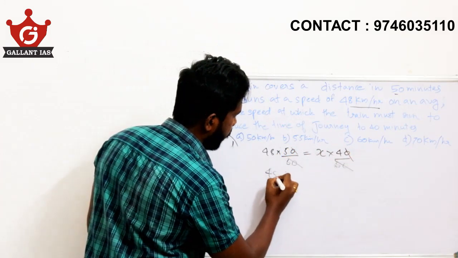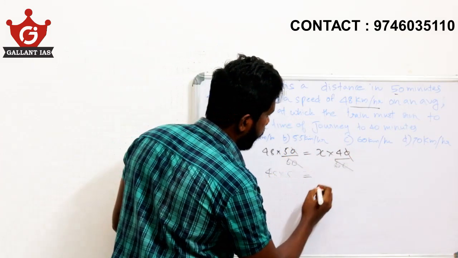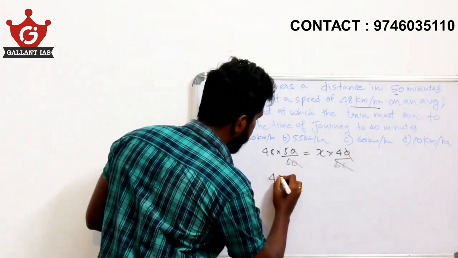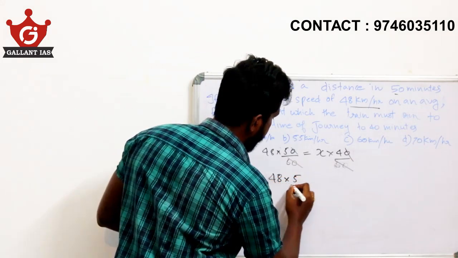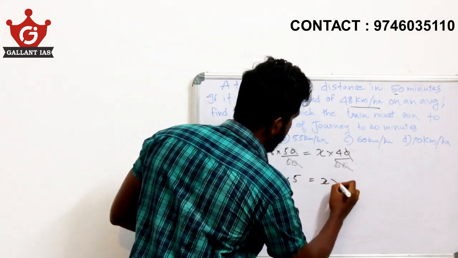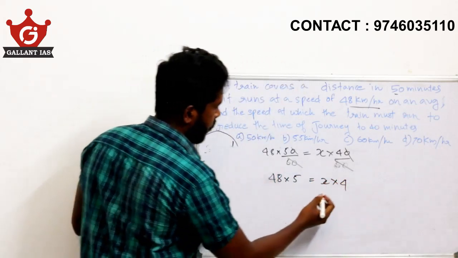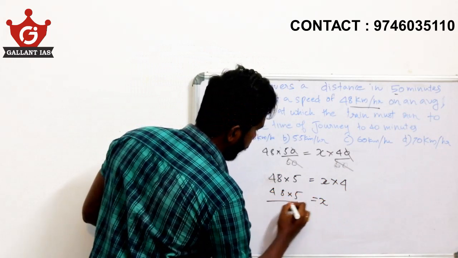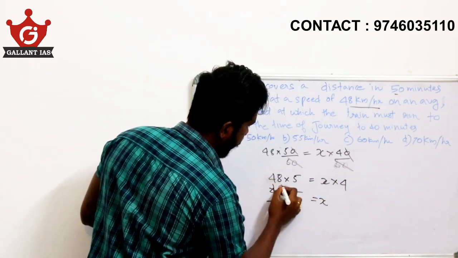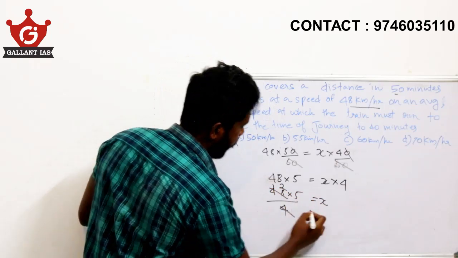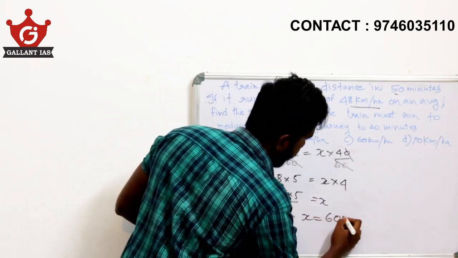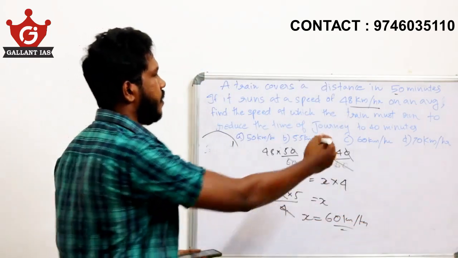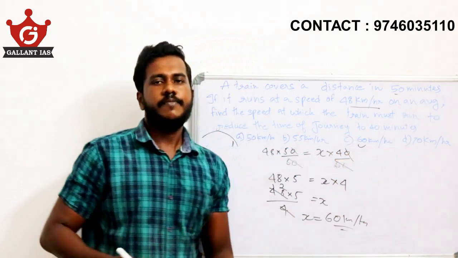Okay, now it is 48 into 5 is equal to X into 4. Okay, so X is equal to 48 into 5, the whole divided by 4. Okay, that is 12 times 48, right? Yeah, 12 times. So X value will be 60 kilometer per hour. So we got our answer as 60 kilometer per hour.